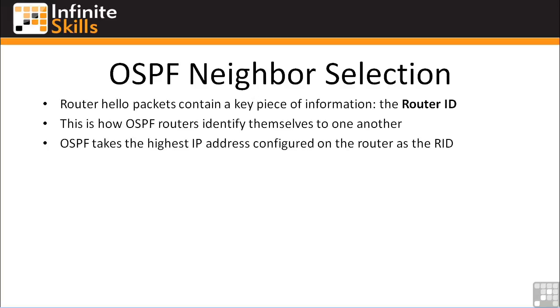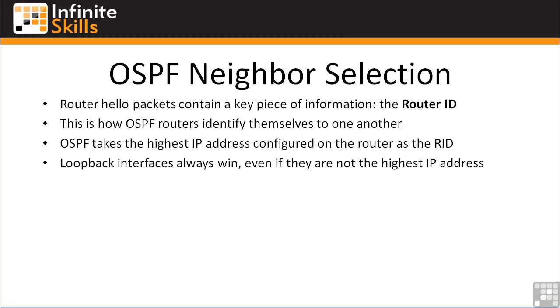Now, by default, OSPF takes the highest IP address configured on the router as the router ID, with just one little modification to that rule: loopback interfaces always win even if they're not the highest IP address. If you have multiple loopback interfaces, it will take the loopback interface that has the highest IP address. And the logic behind that is loopback interfaces are designed to be accessible from any interface on the router that happens to be up. If you think about a typical WAN router, you have a serial interface or an MPLS or whatever the interface is connecting you out to the carrier network, and then you have an Ethernet interface that's on the local area network.